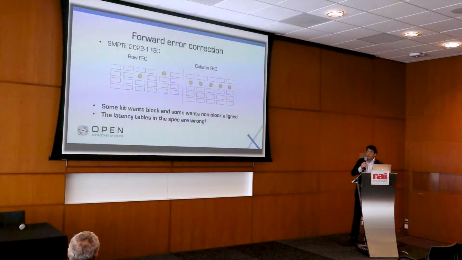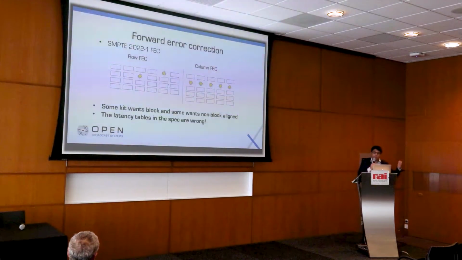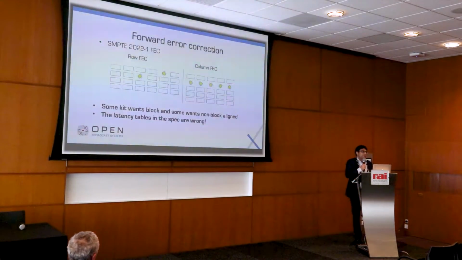So just to labor on this point a bit, FEC is based around matrices. If you have bursts that are larger than the matrix size, which is often the case on the public internet, you have problems. Interoperability is pretty bad. Some equipment wants block aligned, some wants non-block aligned types of it. Also, the latency measurements in the spec are just wrong. I've told them, they don't seem to care. So it has many problems, but it's still used.